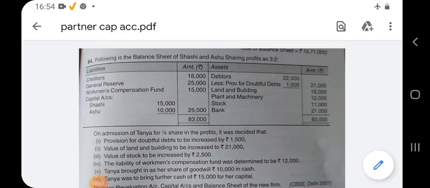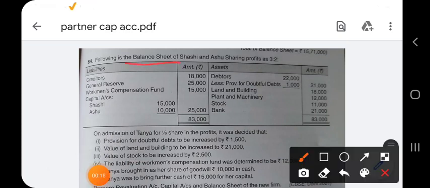In this video, I am going to tell you how to prepare partner's capital account with the help of this question. As you can see, this balance sheet is given, and a few adjustments are given.